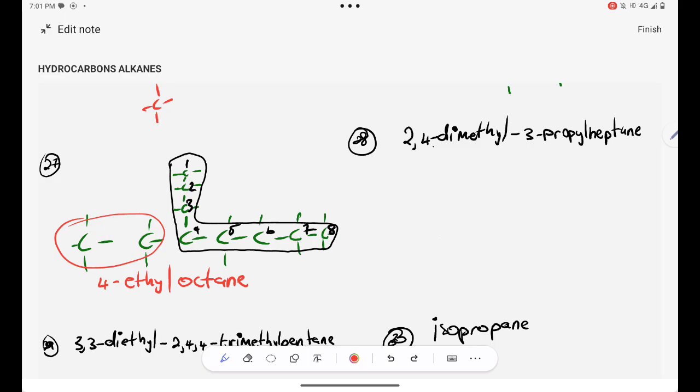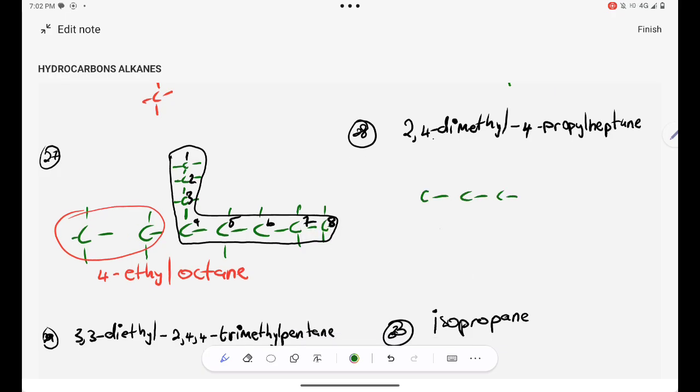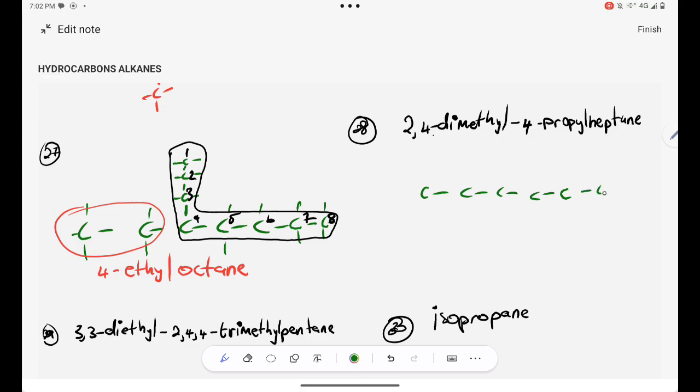Okay, and then for number 28, I simply have 2,4-dimethyl and then 3-propyl heptane. I think I'm making the same mistake. Instead of saying 3-propyl, let's say 4-propyl, so that you can draw this thing properly. I think it will make sense. So I simply have 7 carbons. 1, 2, 3, 4, 5, 6, 7. So at carbon number 4, I have my propyl over there.